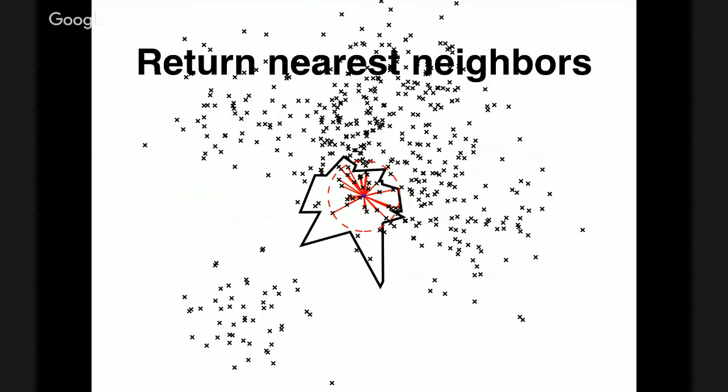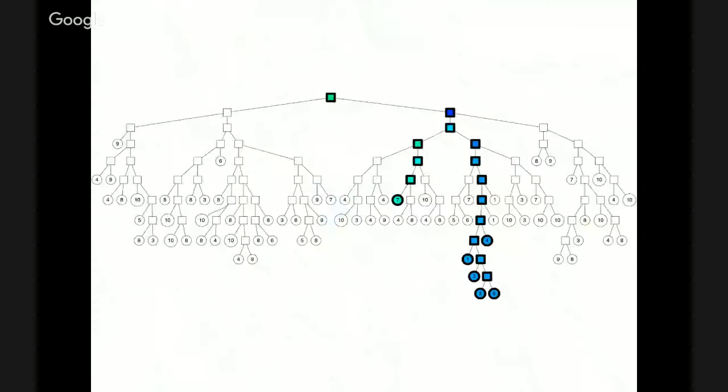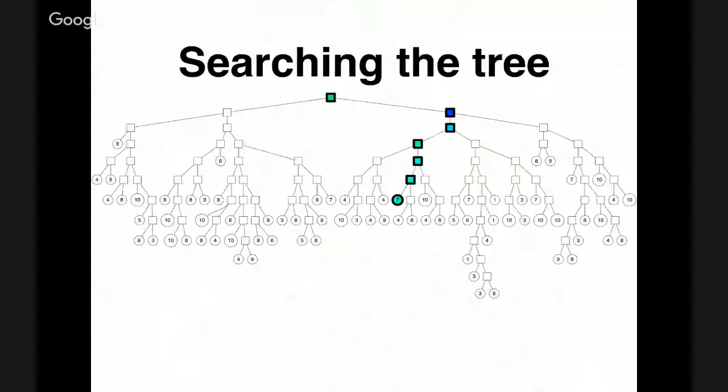Excellent. Any questions so far about searching? Yeah. How did you determine which of those paths to go down? So let's go back. Basically, you have this query point, right? The query point determines, first of all, this split, and we go down on the side of the query point. And then the second split is here, right? So we go on this side.